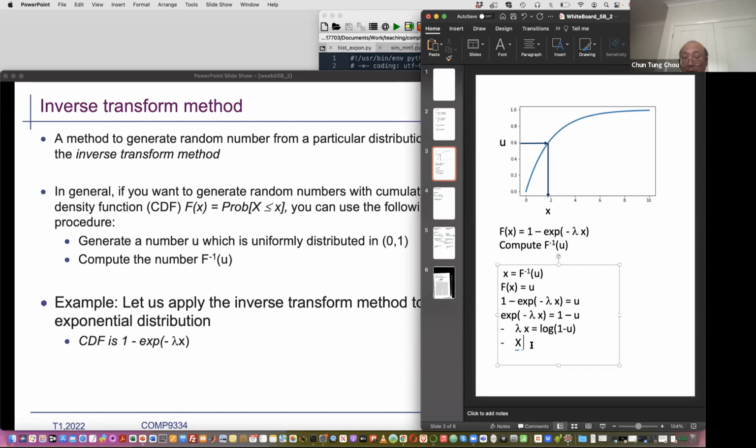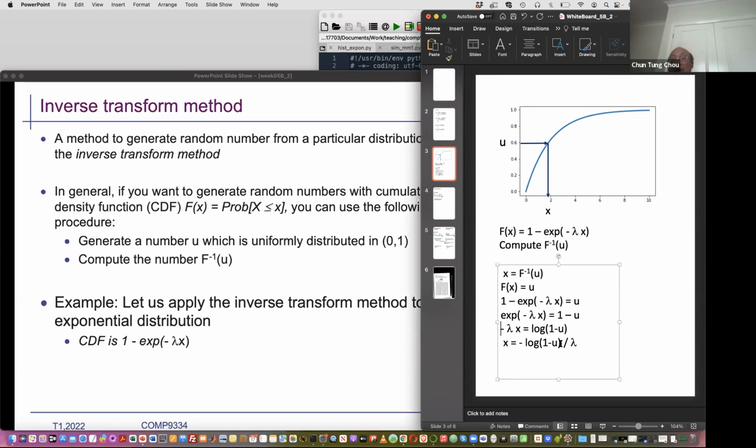And then you can say x is log(1 minus u). Now I need to divide both sides by minus lambda, and so I have a minus sign here, and I put the lambda here. Okay. Now, what does it mean? I need to take away that. That should be a minus sign over here, just to make things correct.